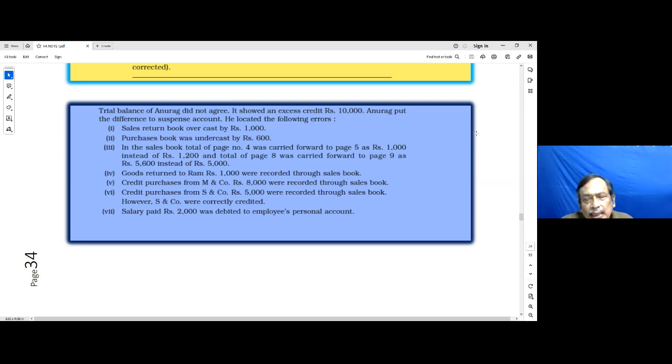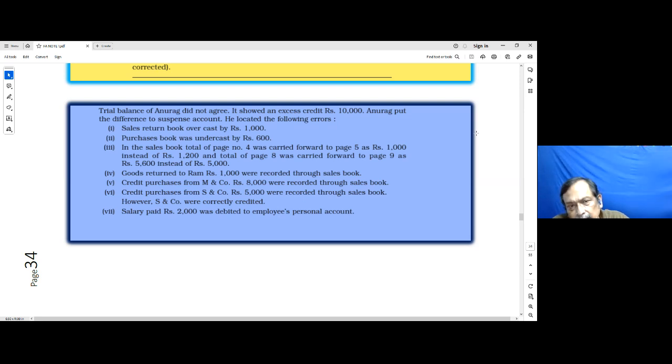Sales return book overcast by rupees 1,000. Remember, sales account having credit balance, but sales return account always having a debit balance. Purchases book was undercast by rupees 6,000. Purchase always having a debit balance and purchase return having a credit balance. In the sales book total of page number 4 was carried to page 5 as rupees 1000 instead of 1200, and total of page 8 was carried forward to page 9 as rupees 5600 instead of rupees 5000.